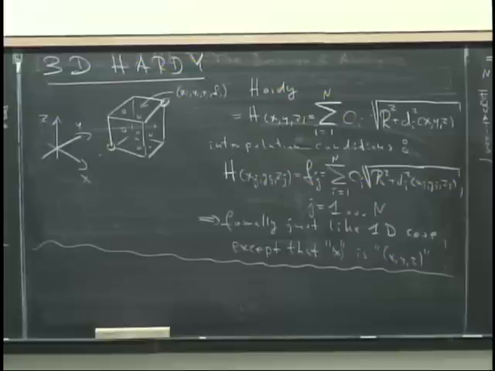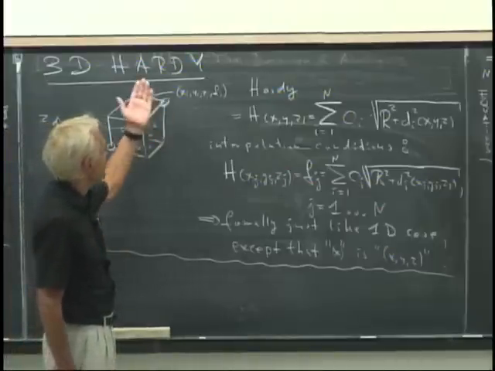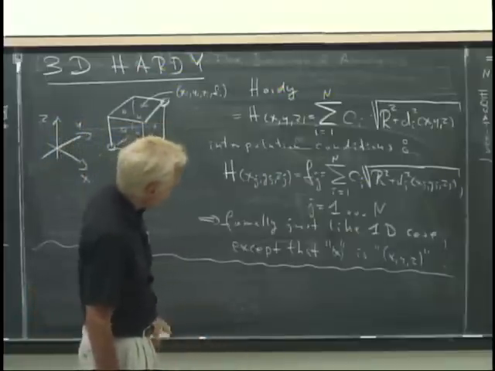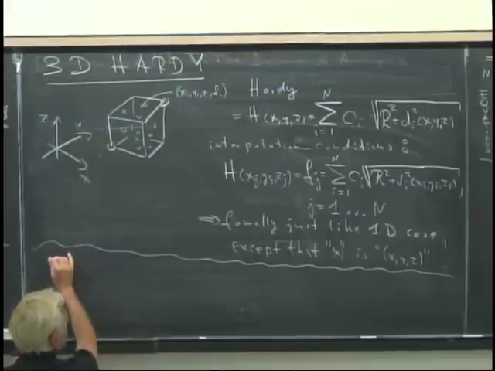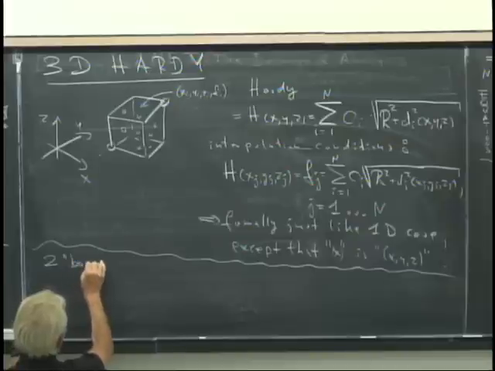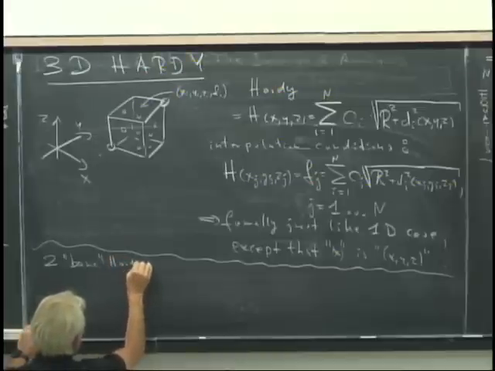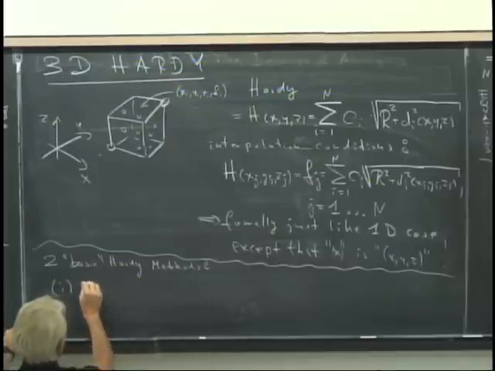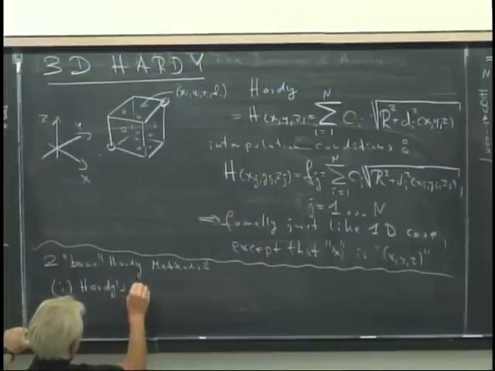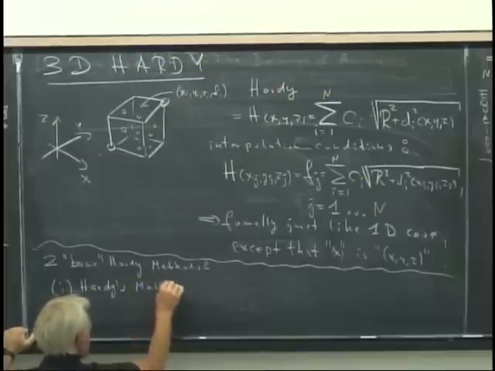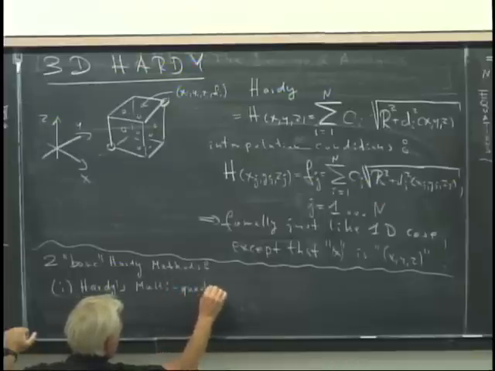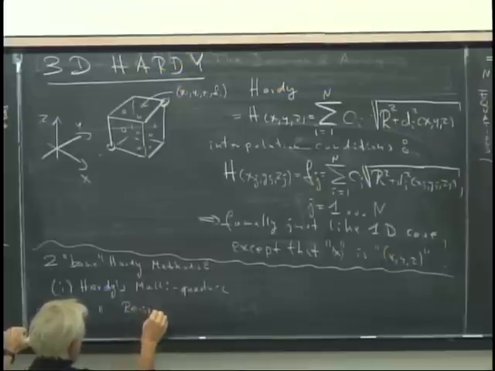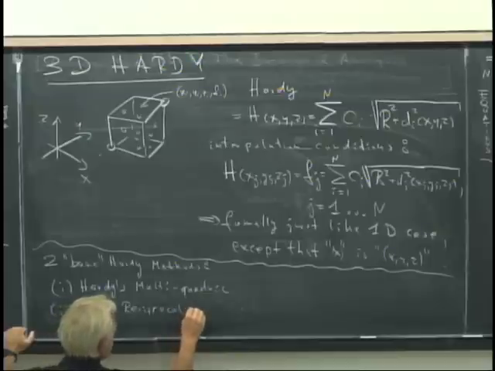Okay, I should say a little bit about nomenclature. On the assignment, I will ask you to compute what is called the Hardy method, the Hardy multiquadric method, and there's another one that's called the Hardy reciprocal multiquadric method. So I have to tell you what that is. There are two basic Hardy methods. One is called Hardy's multiquadric. Why is something called a multiquadric? Where does this nomenclature come from? Multiquadric, quadric, and then there is something that is called two, Hardy's reciprocal multiquadric.